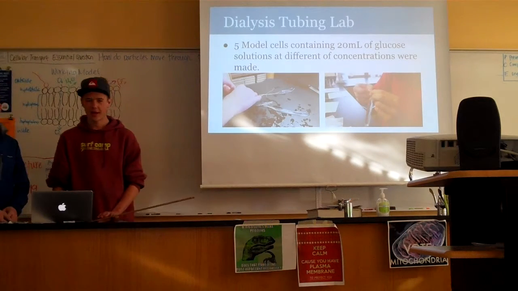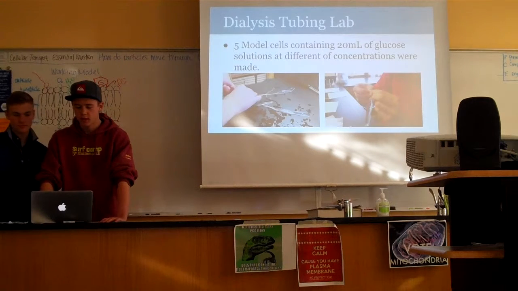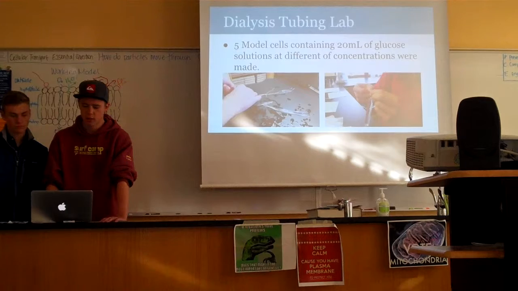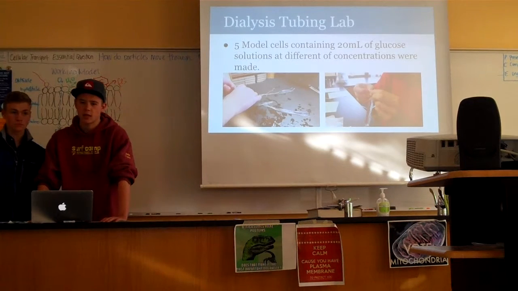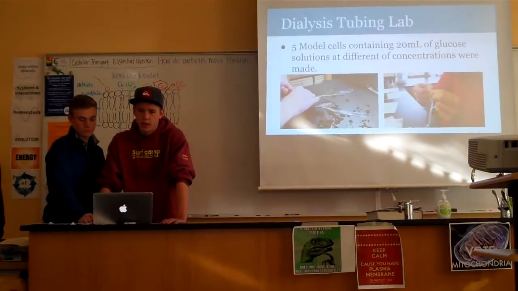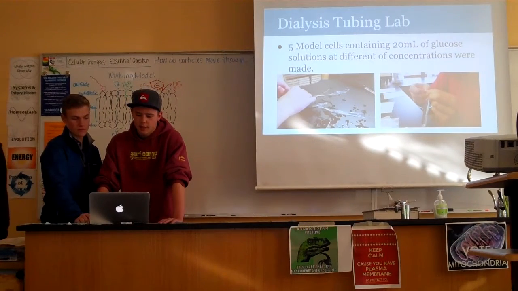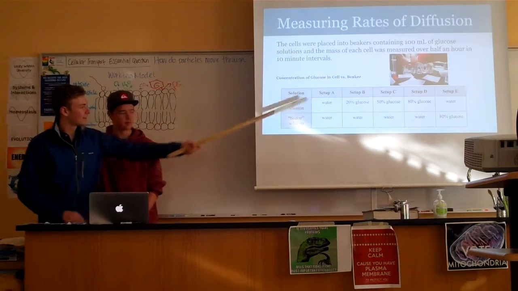Dialysis tubing lab. We made 5 model cells containing 20 milliliters of glucose solutions, and 2 that contained just water, and 3 had actually glucose in with the water. And we put them in different concentrations. So there was a 20% concentration of glucose, a 50%, and an 80%. And it's in the table right here.